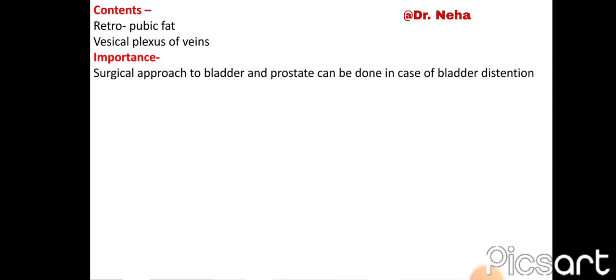Now the contents of the retropubic space or space of Retzius. They are retropubic fat and the vesical venous plexus of veins. What is the importance of this space? The importance is that a surgical approach to the bladder and prostate can be done in case of bladder distension.